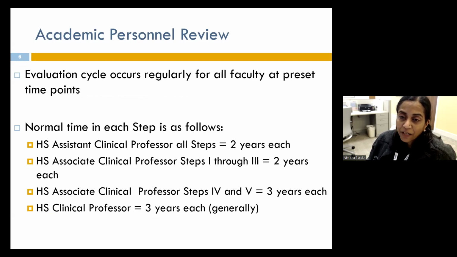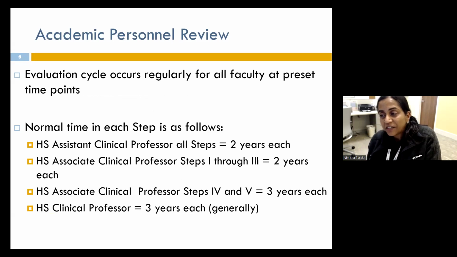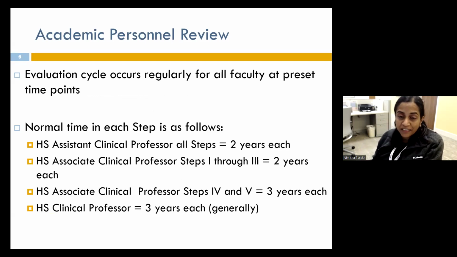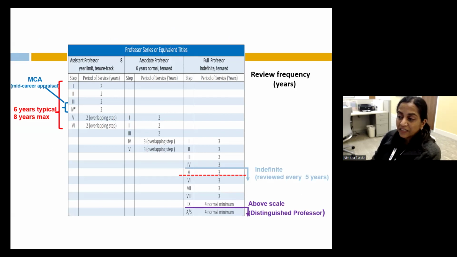So we do have a process for academic personnel review. It is an evaluation cycle that occurs on a regular basis at preset time points. So the normal time depends on which step and which rank you are at. For assistant clinical professor and associate clinical professor, you will be evaluated every 2 years. For regular professor, it will be 3 years. Now, there is a caveat that if you're an associate clinical professor steps 4 and 5, that will be at the 3-year mark. And the reason is those are overlapping.